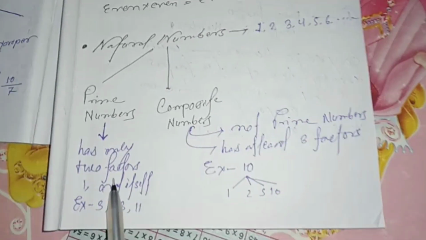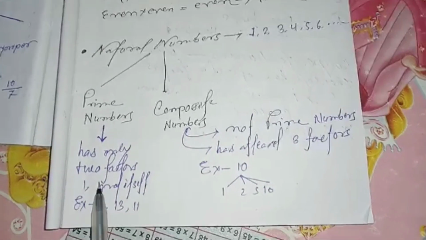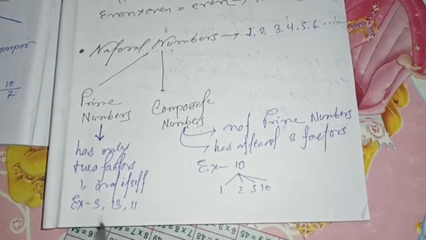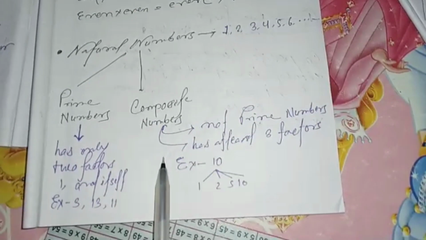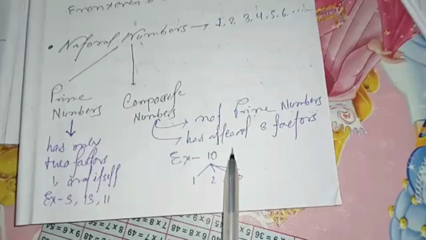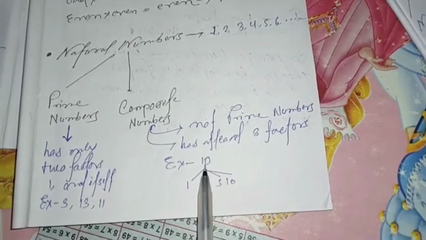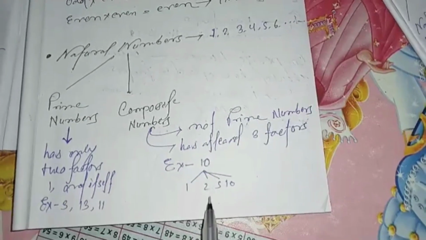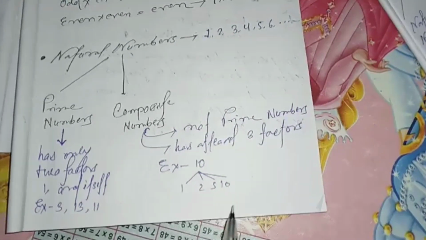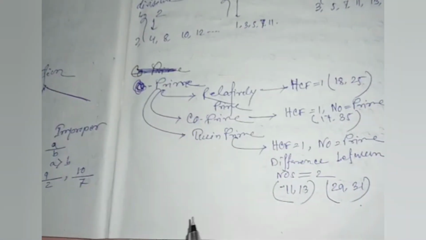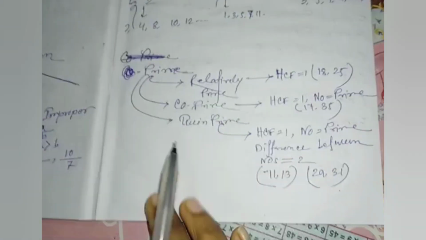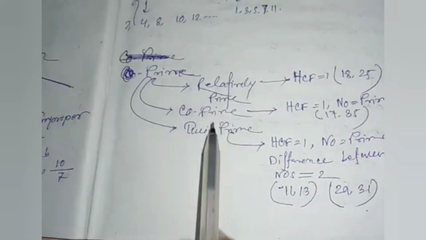And what are prime numbers? Prime numbers have only two factors, 1 and itself, for example 3, 13, 11. And composite numbers are not prime numbers and have at least three factors. For example, 10 is a composite number, as 10 has 4 factors. So prime numbers can be classified into three divisions, that is relatively prime, co-prime and twin prime.